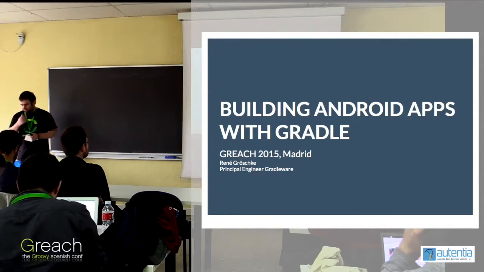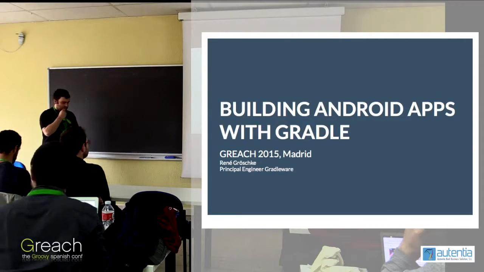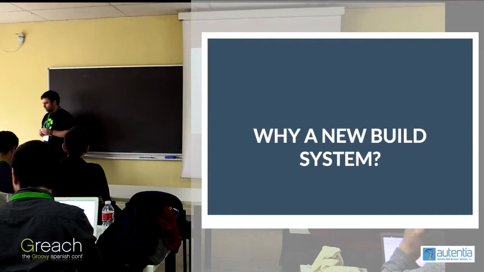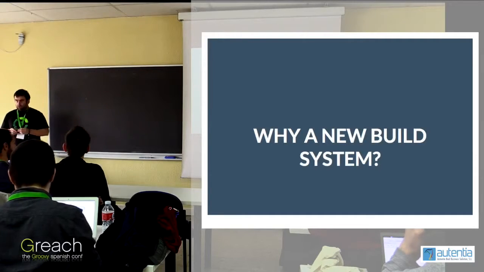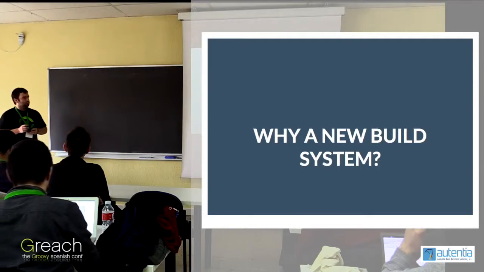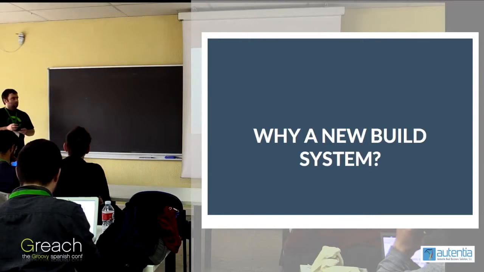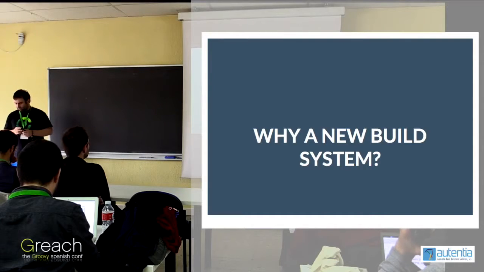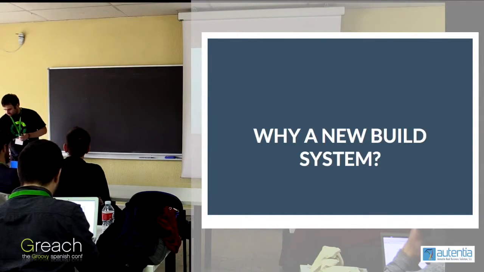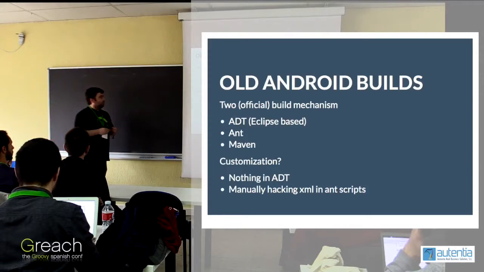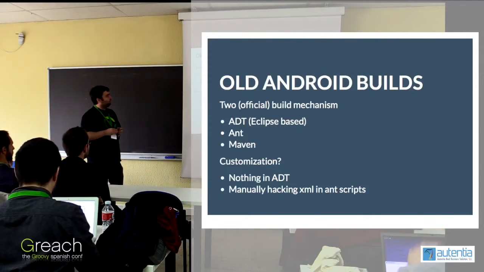So, first of all, why did we need the Android tooling and a new build system? I think it was already 2 years ago when the Google tooling team evaluated different solutions, or looked at what's already there. So let's take a look at the old Android builds.